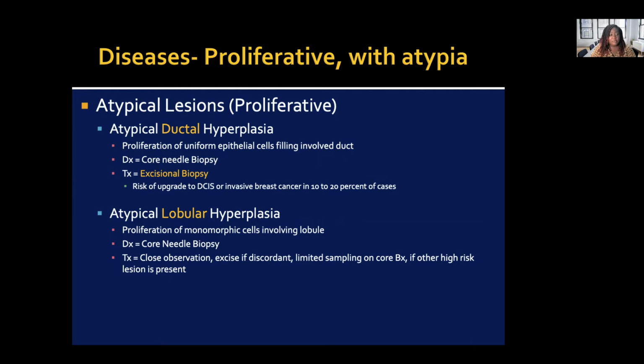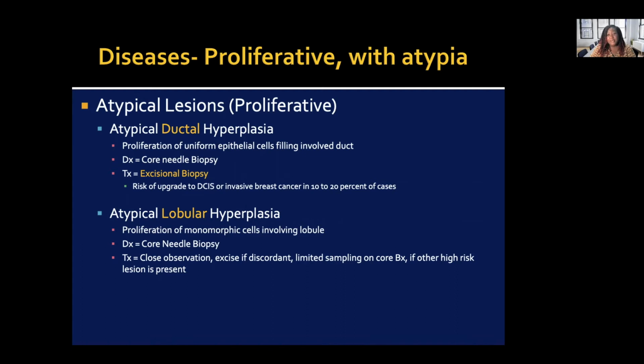Atypical lobular hyperplasia is proliferation of monomorphic cells involving the lobule. The diagnosis is made by core needle biopsy, and usually the treatment is multifaceted. It can be done by close observation. You can excise it if it's discordant, and discordant means that what was seen on biopsy and what was seen on imaging don't quite match, or there's lack of agreement. Or if there's limited sampling on the core biopsy, this will usually be reported by the radiologist or the pathologist.